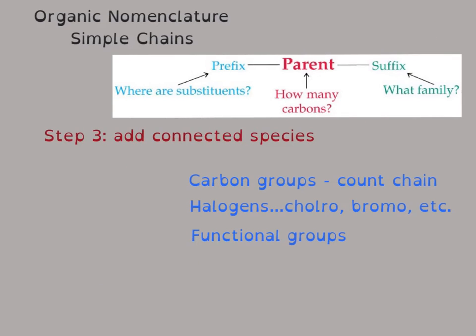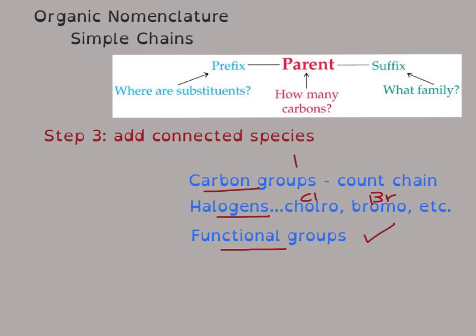All right, back to our steps. So step 1 was count the longest continuous chain and come up with the group name. Step 2 is coming up with the ending, and step 3 is adding the substituents or groups to it. So sometimes you can have carbon groups attached. Sometimes you can have things like halogens, and sometimes you can have functional groups. Functional groups is a whole other slide, which we will come back to in a bit. A chloro group is simply just a Cl attached. A bromo is a Br.